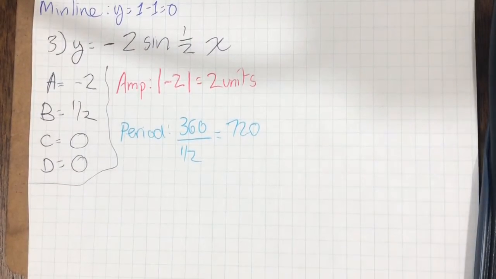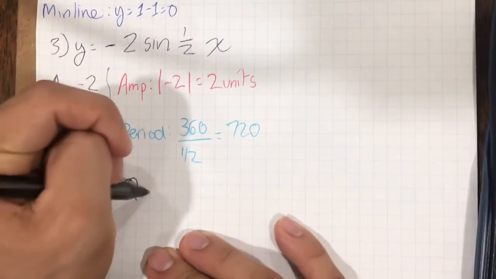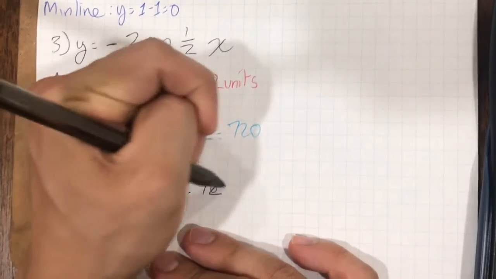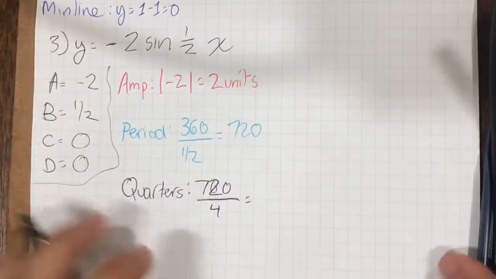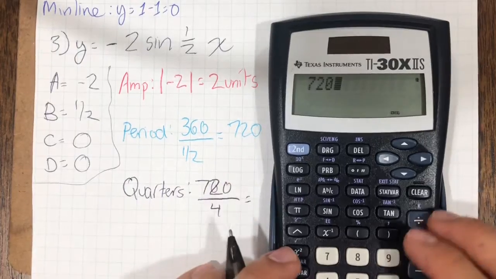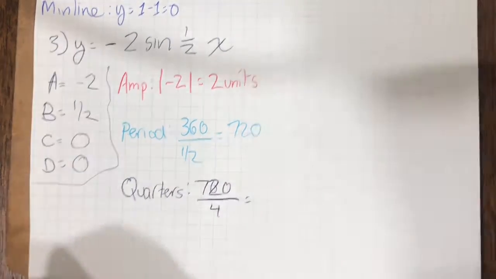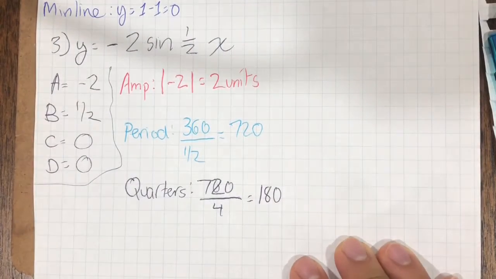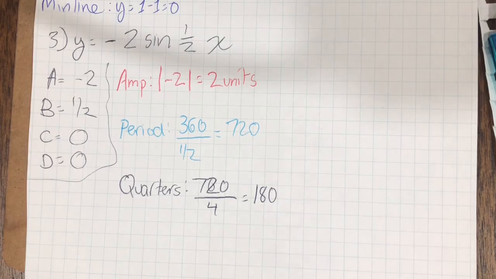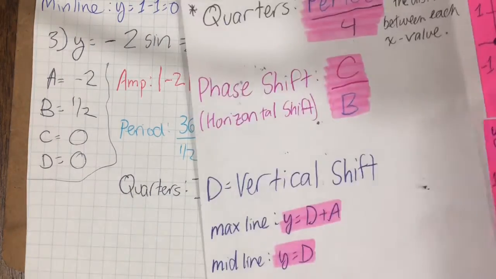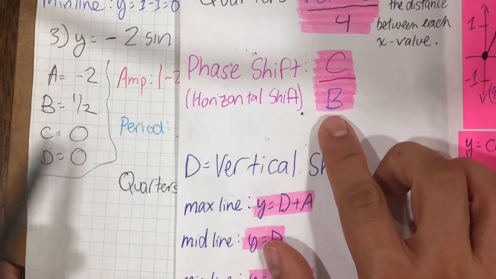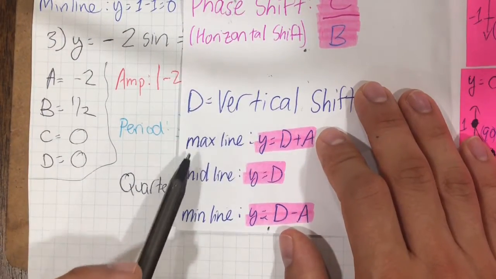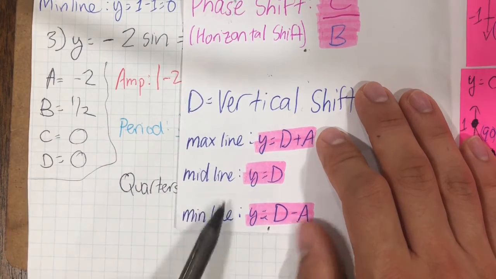All right, then let's figure out the quarters. So for the quarters, I take 720 divided by 4, and that's going to give me 180. So to go from one x value to the next, I'm going by 180. All right, and if you take a look, we see there is no number for C, so there's not really going to be a phase shift, but I could go ahead and make my max line, my mid line, and my min line.